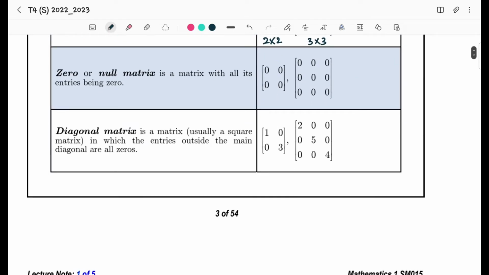Next, zero or null matrix is a matrix with all its entries being 0. As you can see here, you have no other entries other than 0. And then diagonal matrix. A diagonal matrix is a matrix, usually a square matrix, in which the entries outside the main diagonal are all zeros. So this is the main diagonal. Okay, you only have entries other than 0 on the main diagonal. Outside of the main diagonal, you only have zeros.